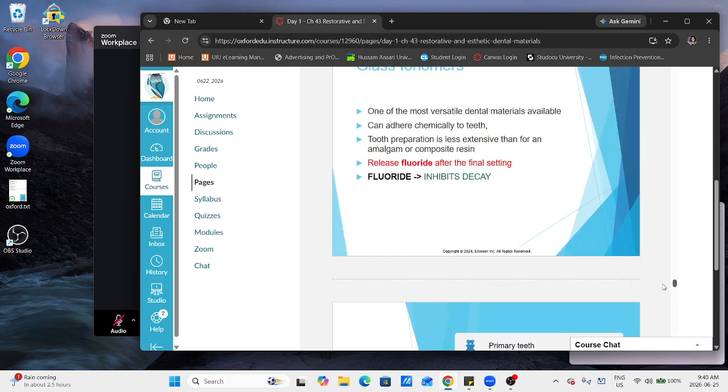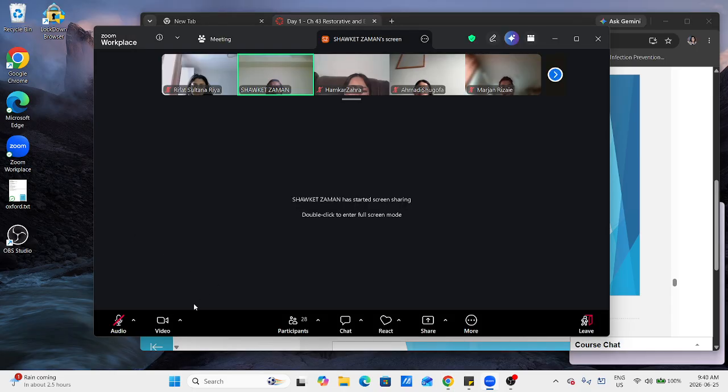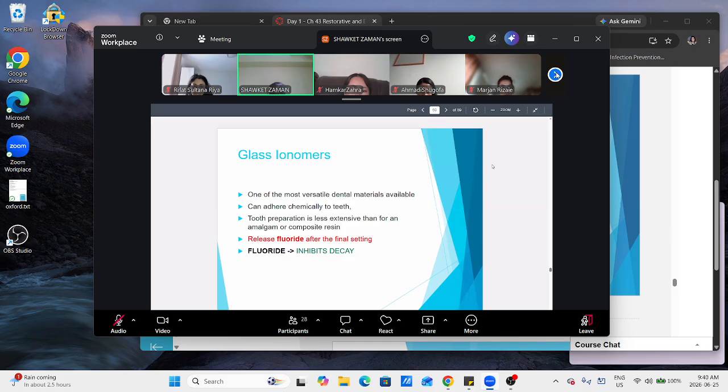Okay. So now we're going to talk about the glass ionomer. How does glass ionomer attach to the tooth surface? Anybody in the class? Glass ionomer is the example of chemical bonding. I just mentioned it a few minutes before. Okay, please follow the instructions.